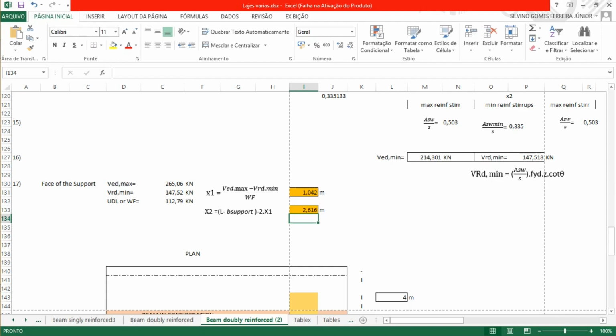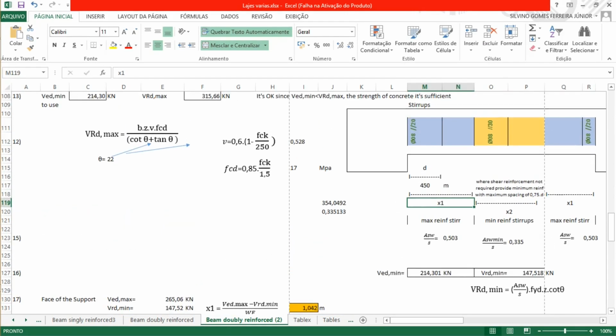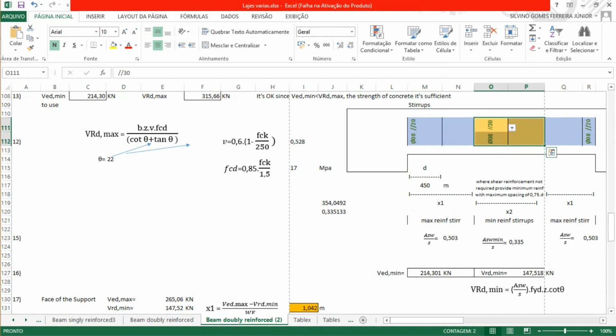So x2 will be 2 meters 61 and x1 1.042. And we have now the distance for the links on this side where we're gonna put them, and the distance for these links on the middle. So we have calculated everything. We can make a summary here in AutoCAD.